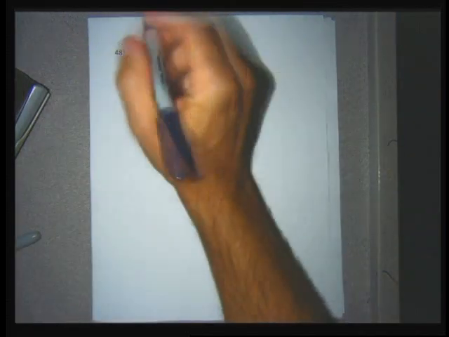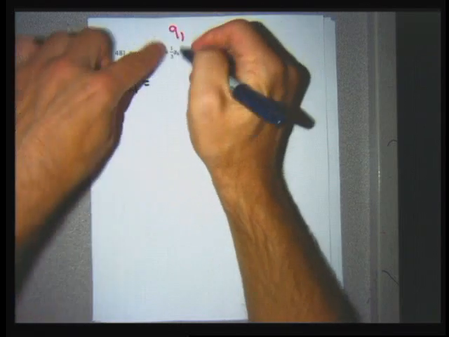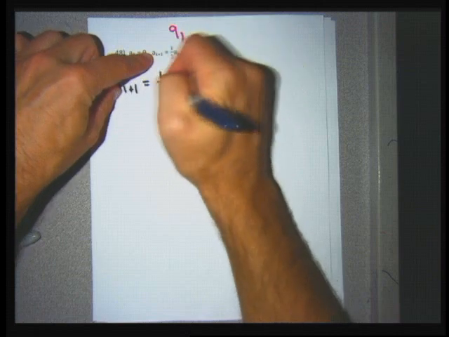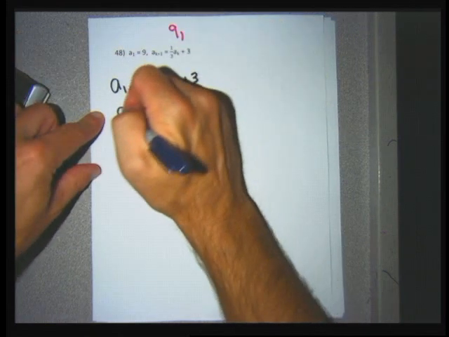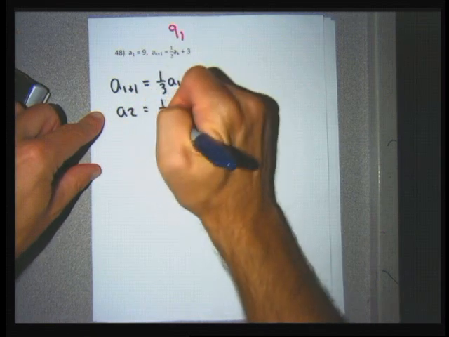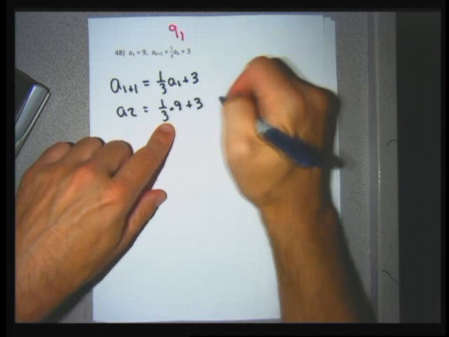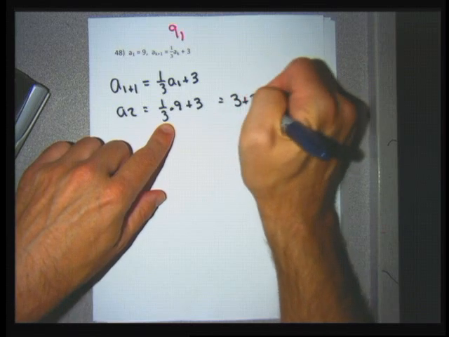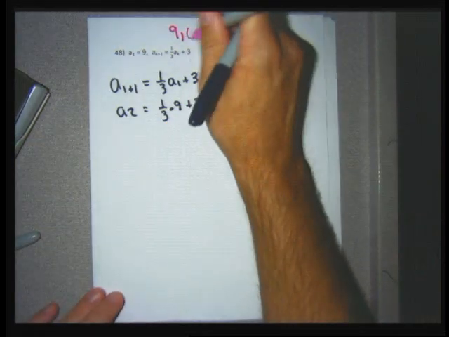Last one of these problems, I snuck a fraction in here. For my answer, the first number in the list is going to be 9. Then I'm going to let k be equal to 1. I get a sub 1 plus 1 equals, so I plugged 1 there, 1/3 times a sub 1 plus 3. This is going to give me a sub 2 equals 1/3 times a sub 1, which is 9, plus 3. 1/3 of 9 is 3, so this gives me 3 plus 3, which is going to be 6. The second term in my list is going to be the number 6.